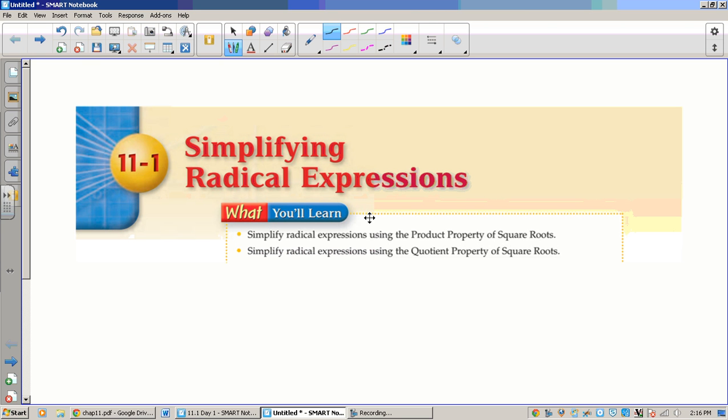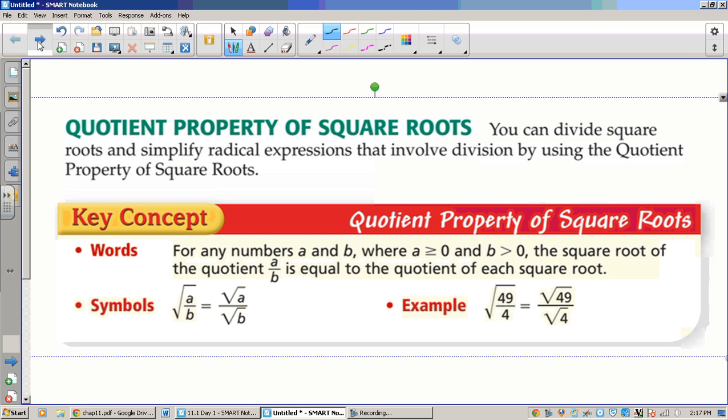Yesterday we learned how to simplify radical expressions using the product property of square roots. Today we're going to use the quotient property of square roots. I'm just going to read it directly from your book. You can divide square roots and simplify radical expressions that involve division by using the quotient property of square roots.